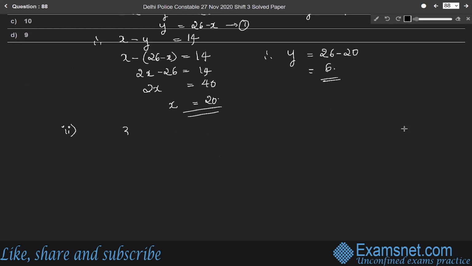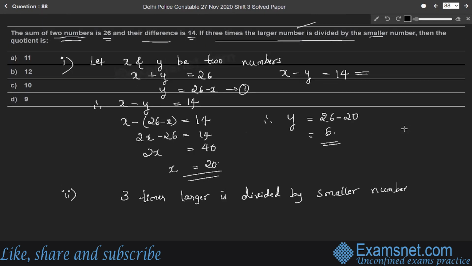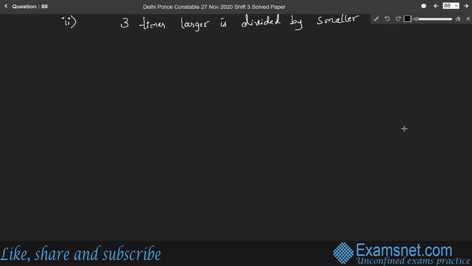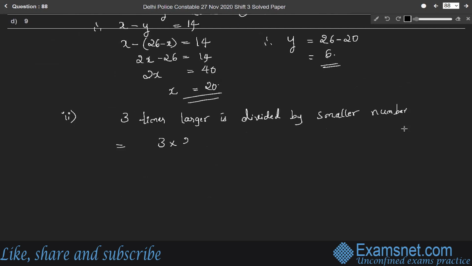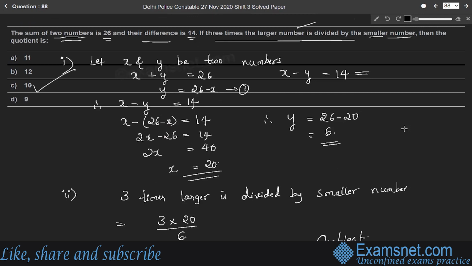3 times the larger number is divided by the smaller number, then the quotient is equal to what? What is 3 times the larger number? 3 into the larger number 20, divided by the smaller number 6, which is 60 by 6, which is 10. That is the quotient. Right? Therefore, the answer is option C.